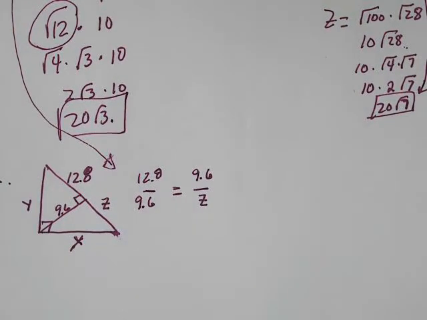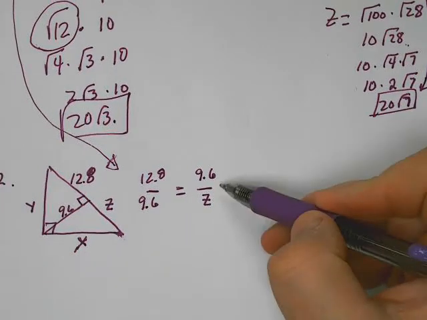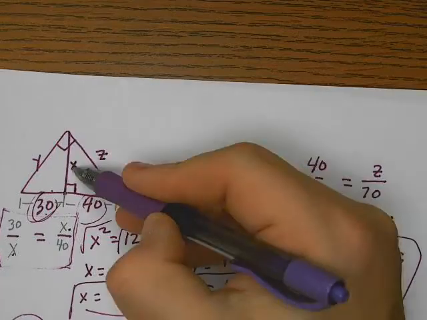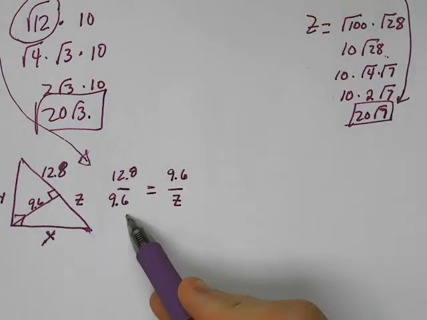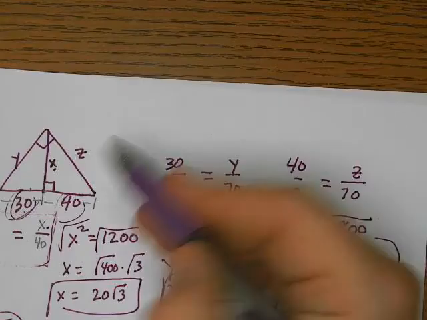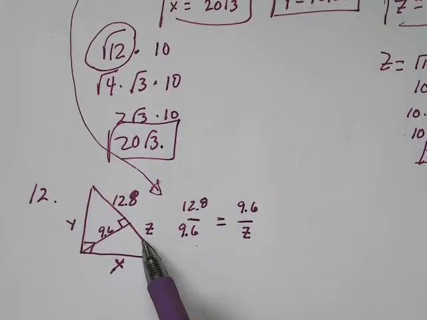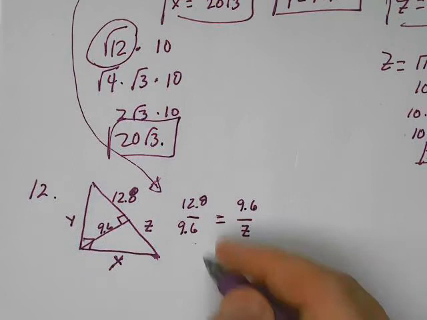I need you to nod your head if you understand that. Because all we did was the exact same proportion that we did here. We just have different numbers. The unknown, the variable, was the altitude, but not anymore. The variable is the part of the hypotenuse. We good? Now, let's cross multiply.